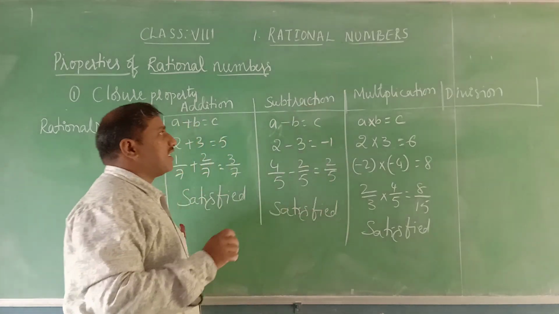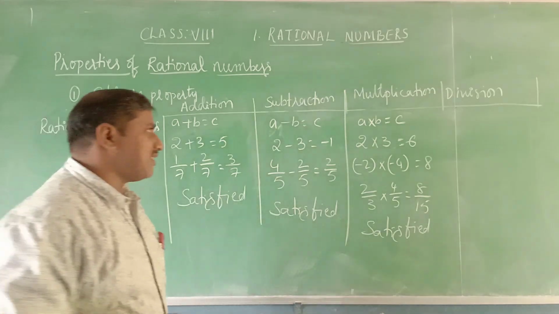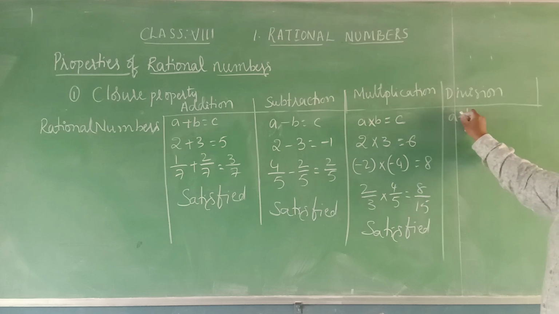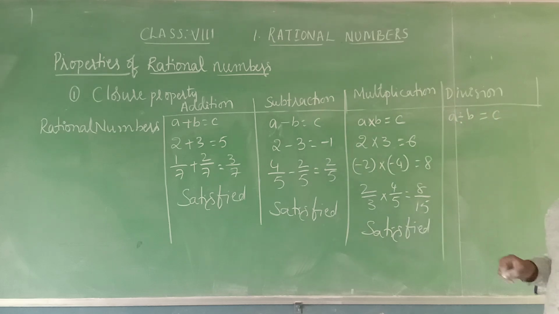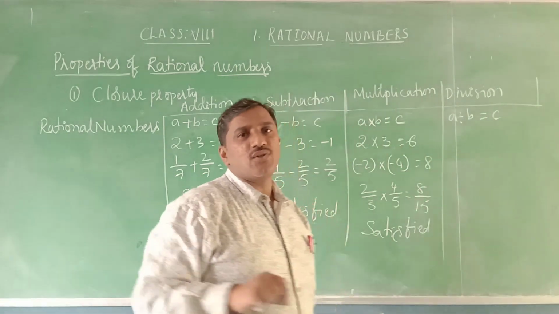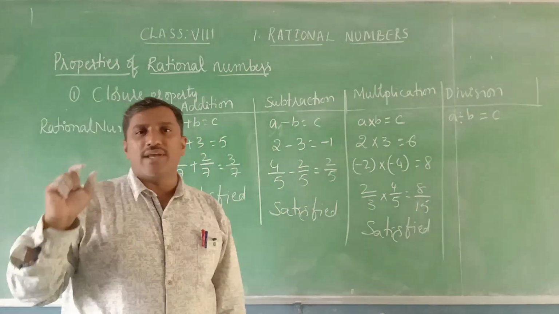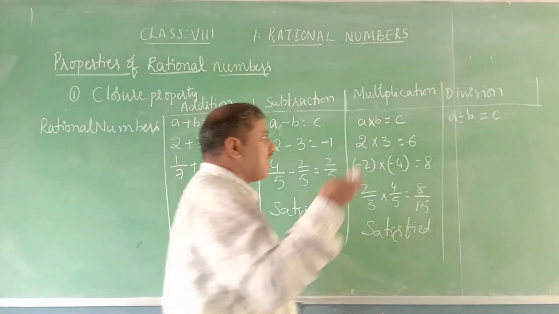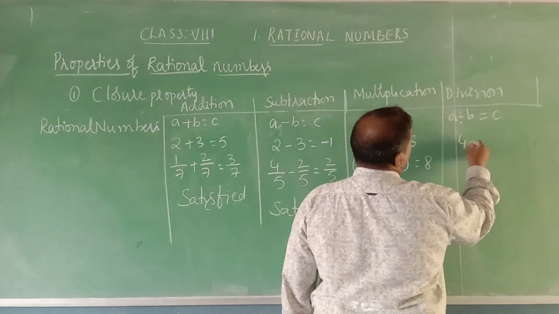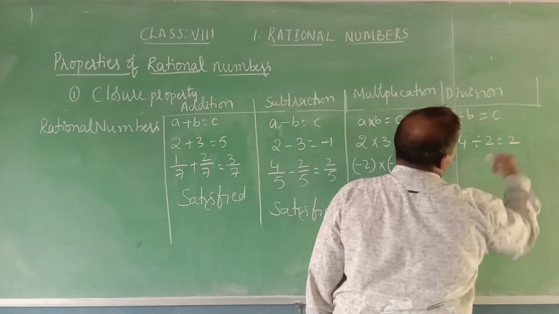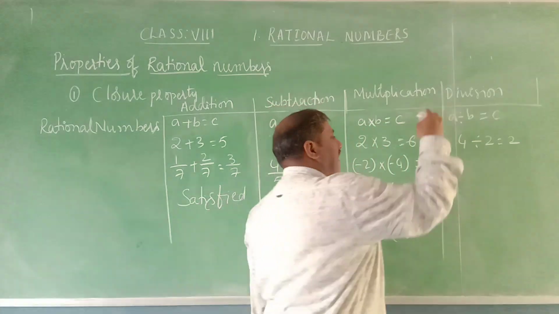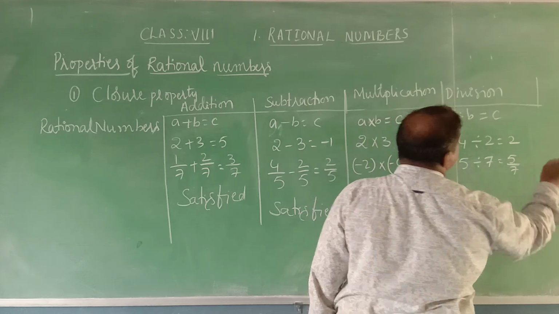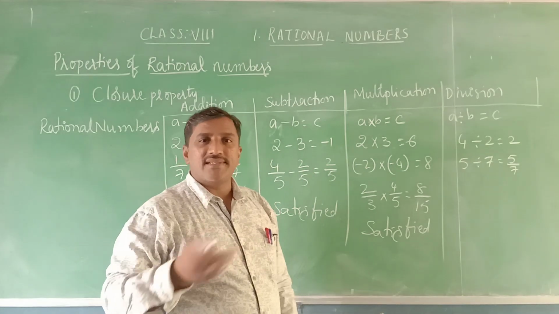Now, what about division? Closure property under division. Let a, b be two rational numbers. Then a divided by b is equal to c, is also a rational number. Let's see. Let a be equal to 4 and b equal to 2. We will get 2. 2 is a rational number. Let a be equal to 5 and b equal to 7. 5 divided by 7 is 5 by 7. It is also a rational number.